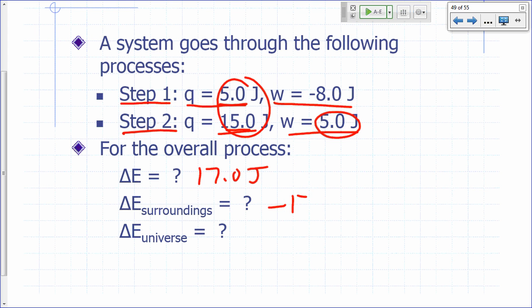Negative 17. Whatever the delta E is for the system, that would be the opposite for the surroundings. What's delta E for the universe? 0. So do you want one question on the test that asks for delta E of the universe?